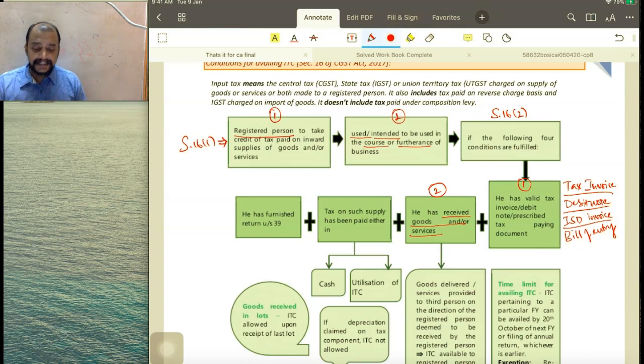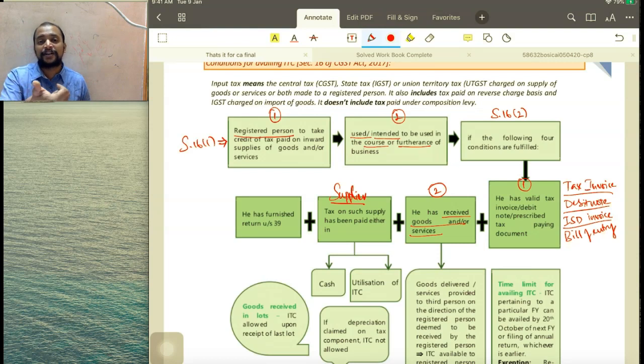Then, tax on such supply has been paid either in cash or utilization of ITC. So this condition is for whom? This condition is for the supplier. All conditions are for the registered person who is taking ITC, but this condition is for the supplier. If you want to take ITC, your supplier is there. That supplier should have paid the GST, then only you can take ITC.